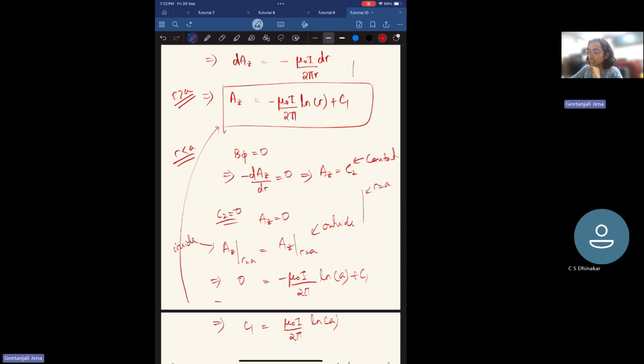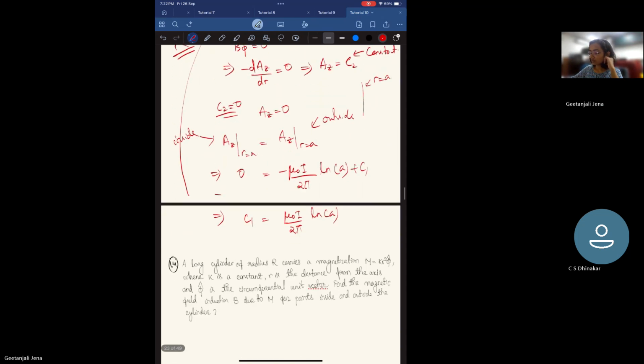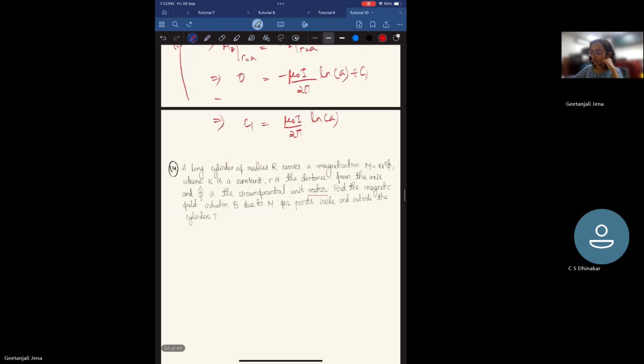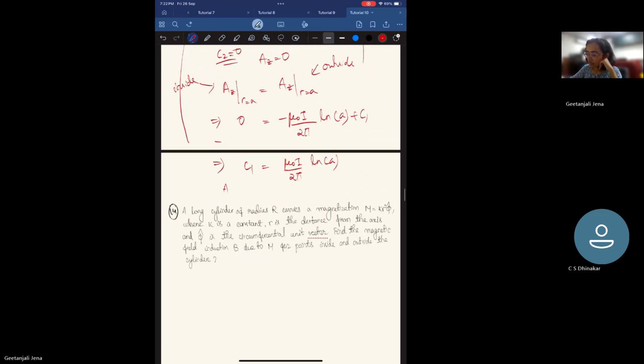So is this problem clear? Do you have any doubt in any of these steps? This is for r greater than a. And for the inside it is 0.